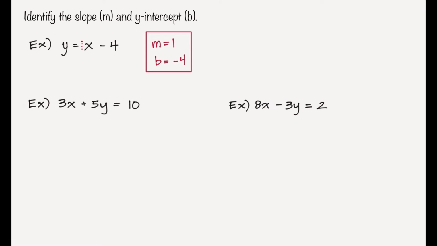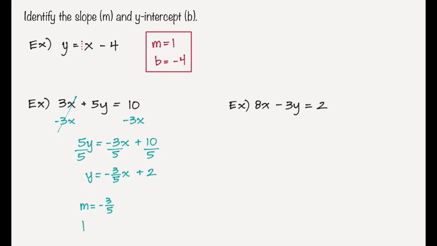These next ones are not written in slope-intercept form, so we need to rewrite them first. So let's subtract 3x on both sides of our equation. We're left with 5y is equal to negative 3x plus 10. Now I can divide everything by 5 to get the y by itself. And now it says y is equal to negative 3/5 x plus 2. So I can easily see now the slope is negative 3/5 and the y-intercept is positive 2.